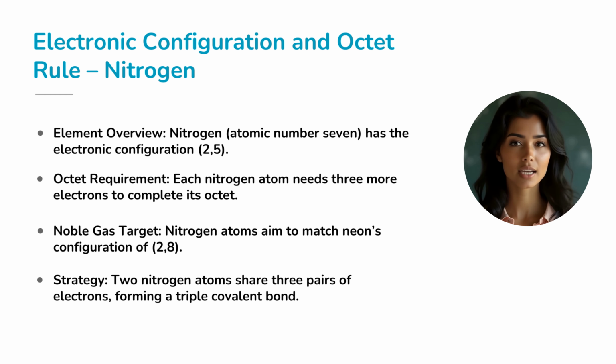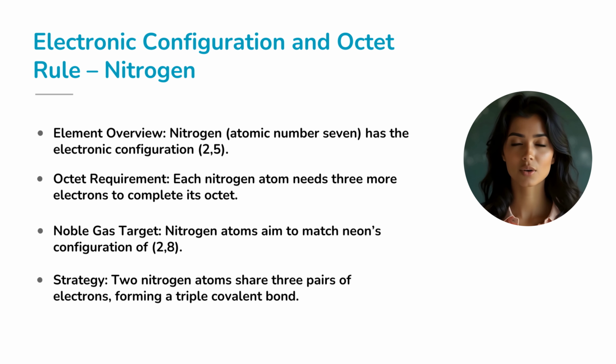When 2 nitrogen atoms come close, they each contribute 3 unpaired electrons to the bonding region. This leads to the formation of a triple covalent bond, 3 pairs of shared electrons between the 2 nitrogen atoms. We write this as N≡N, or nitrogen triple bond nitrogen. Spelled out, each nitrogen atom shares 3 electrons with the other, forming a total of 3 shared pairs of electrons. This completes the octet for both.